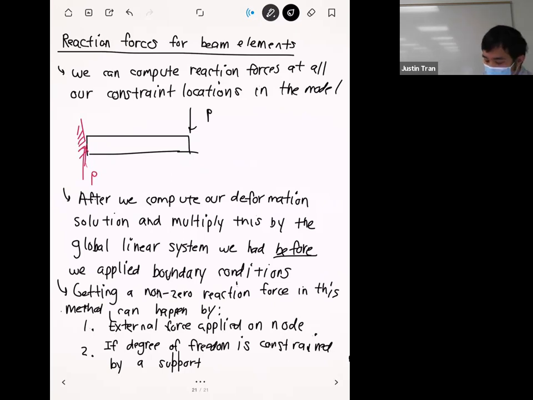Right. A convenient way that you can sum this up is that you should only get reaction forces on the places where you apply some kind of boundary condition, whether it be a load or a constraint. Okay? And so if you have a load or a constraint applied at a node, then you should get a non-zero reaction force at those locations.